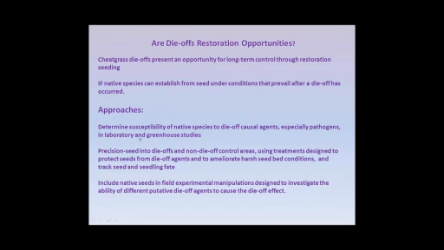Okay, we don't have any data on this yet, so I only have one slide. So the question is, if there's a die-off, that means cheatgrass just controlled itself, right? So you have cheatgrass control. So does that mean you can seed? Is that a restoration opportunity? And it depends on several things, right? If native species can establish from seed under the conditions that prevail after the die-off has occurred.